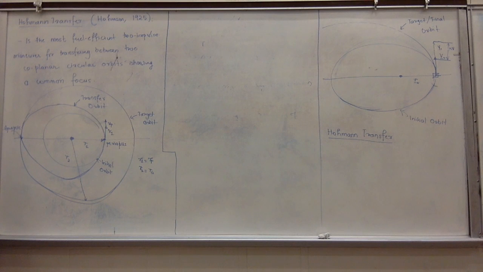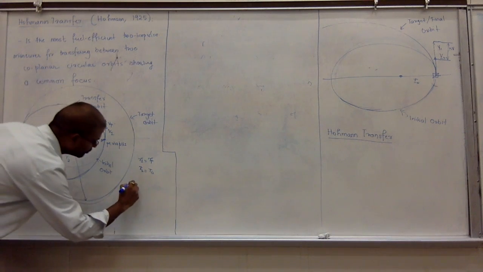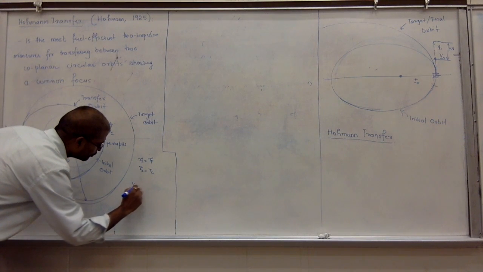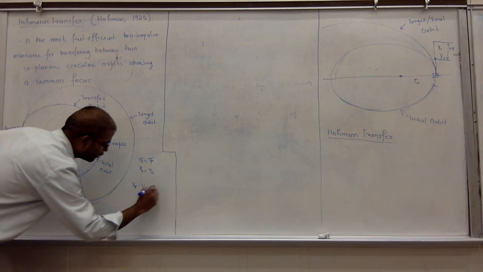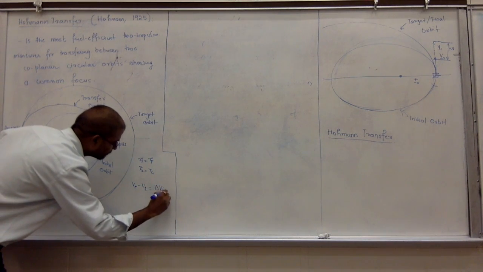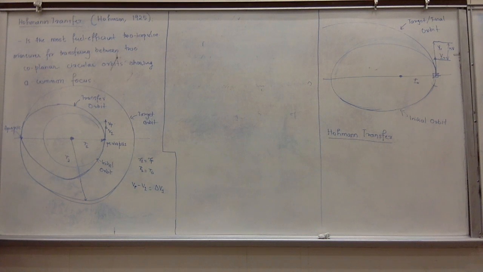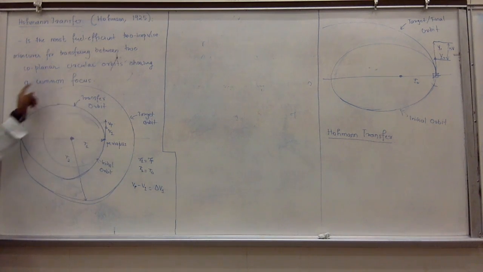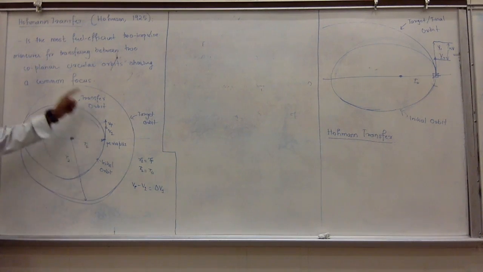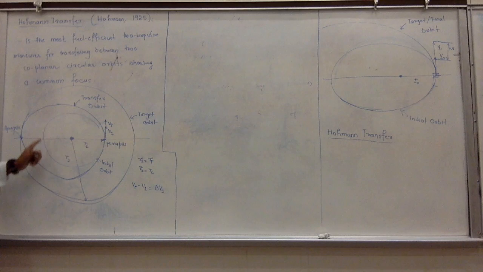You got it? So VP minus V1 is delta V1. You get to this point, you increase the velocity by delta V1. You'll go from the circular orbit to the transfer orbit. Okay, you'll keep orbiting in this transfer orbit. You'll get into the elliptical orbit.